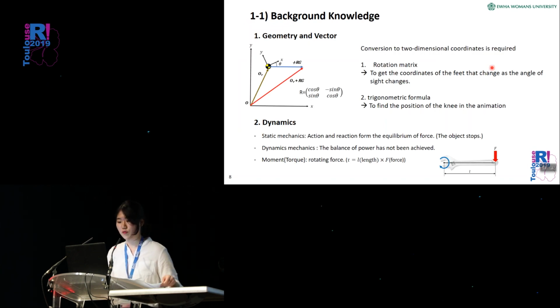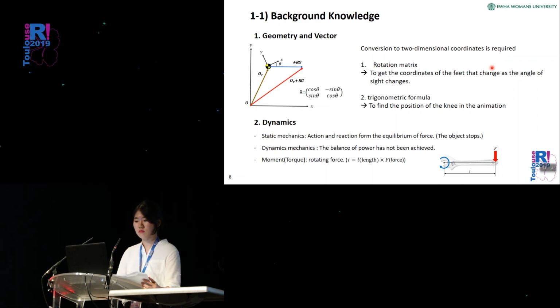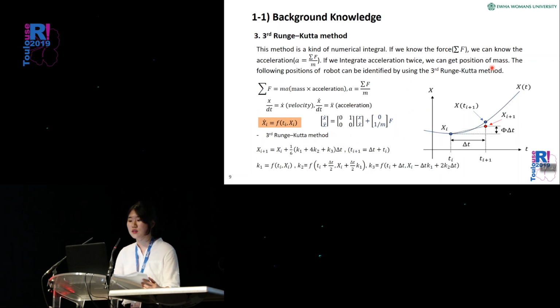There are 3 background knowledge required for designing the physical simulation. And first is geometry and vector. It's used to represent the robot in 2 dimensions. And second is dynamics. It's used to solve force acting on the robot. Third is Runge-Kutta method. This method is kind of numerical integral.